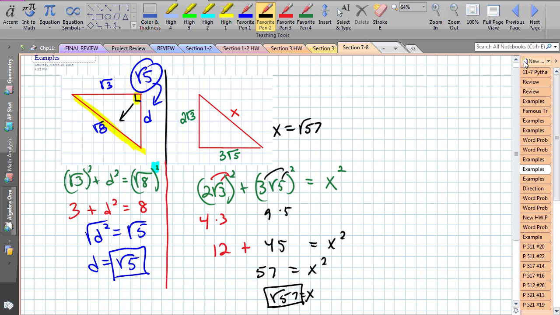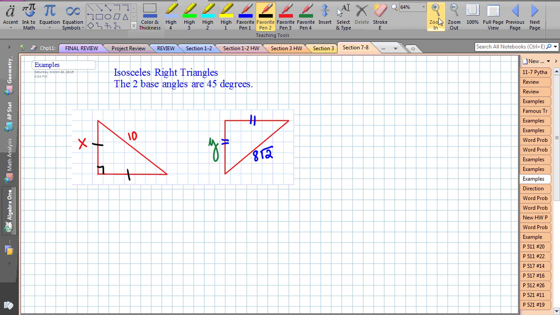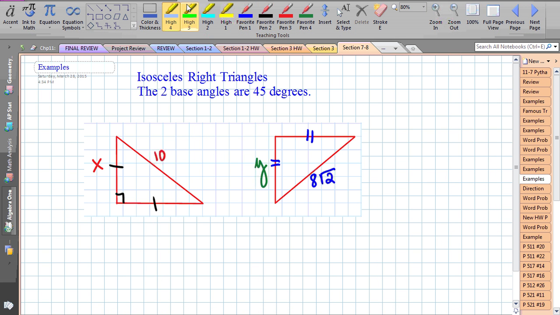Again, the intensity of the radicals is going up. Make sure you're comfortable with all the rules of how to simplify radicals. We got two more examples in here. So in this case, we have a little description here.